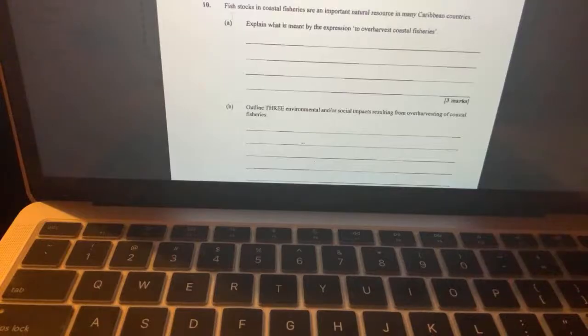So, what are the impacts then? Impacts on the environment or on the society? What would be the impacts of overharvesting on the environment? Environment is so easy. What comes to your mind? It's easier than societal.